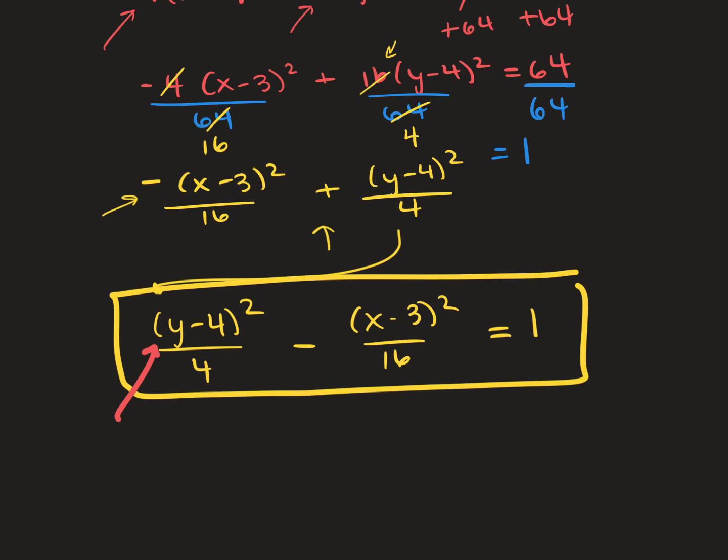Because our y is first, we know it's going to be one of the hyperbolas pointed up and down. We know that our center will have a 3 and go up 4, and then again you could keep going. Hope that helps.